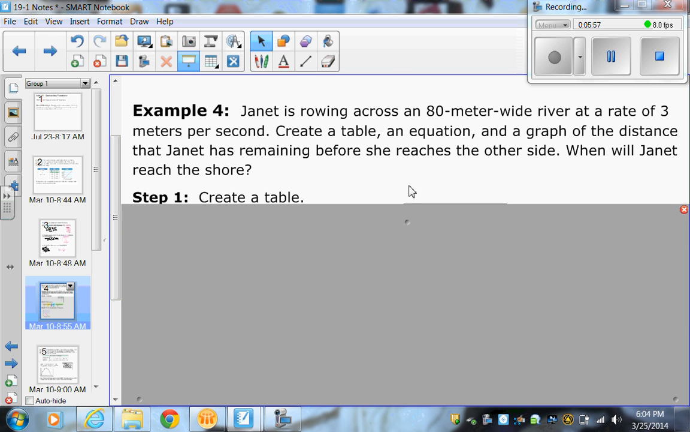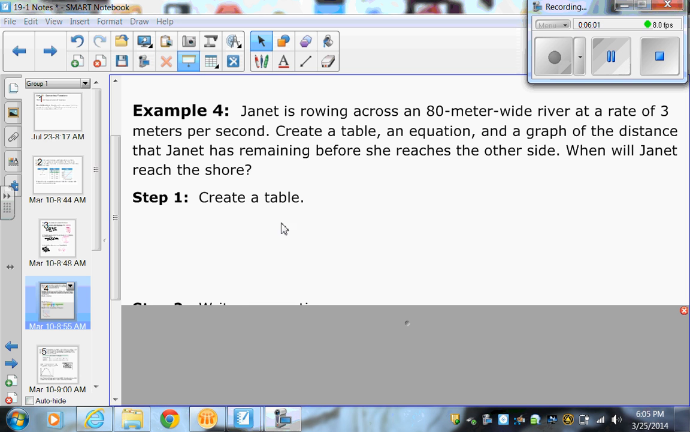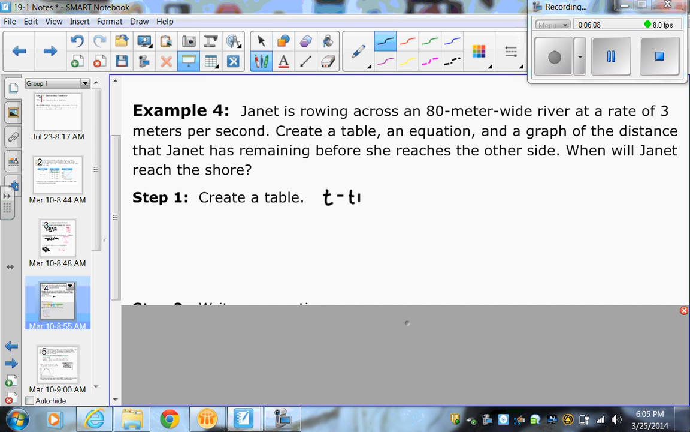So the first thing we're going to do is we're going to create a table. The first thing I want to do in creating my table is identify what I'm going to let my variables be. So I'm going to let t be the time in seconds.